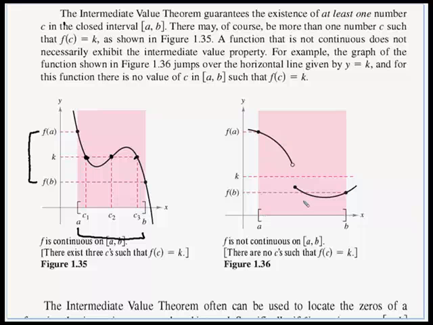Here's our interval from a to b. We're not continuous across the interval. We have this gap, or it could even be just a tiny little hole. But we could pick a value of k that when we look across, we don't find the function at all. So there is no value c down here that when I plug it in, I'm going to go up and get that value k.